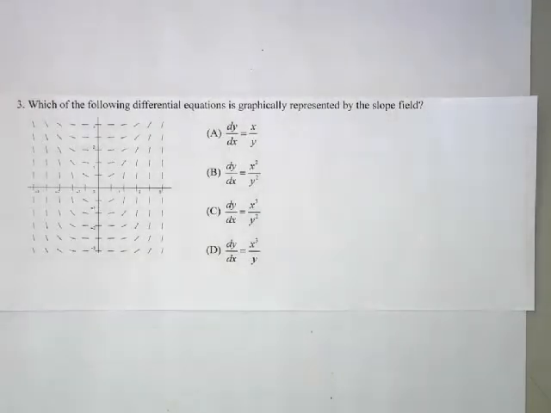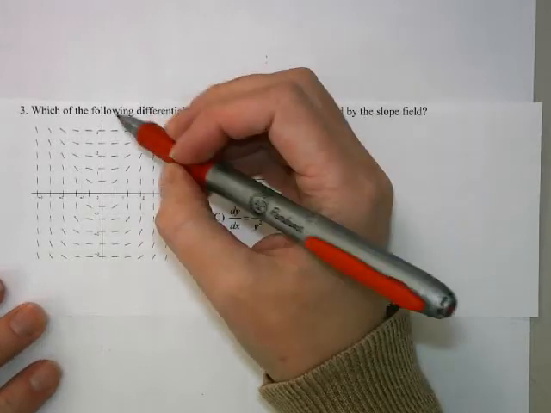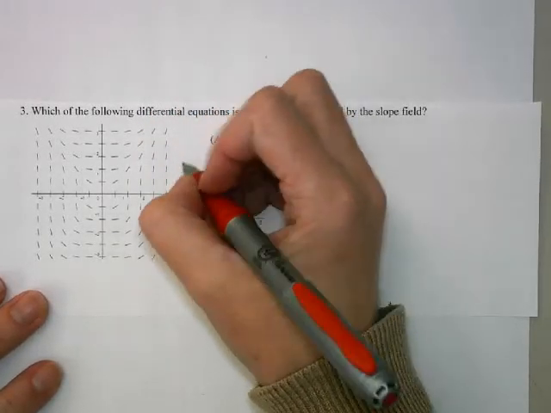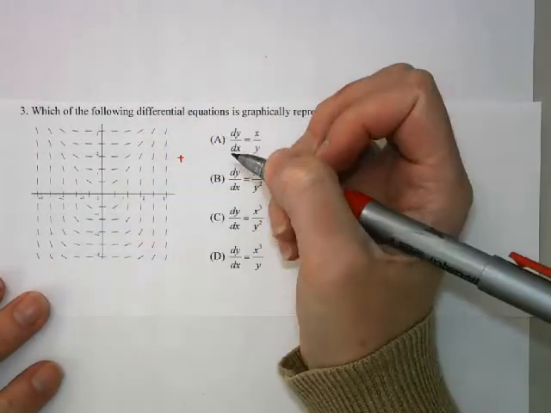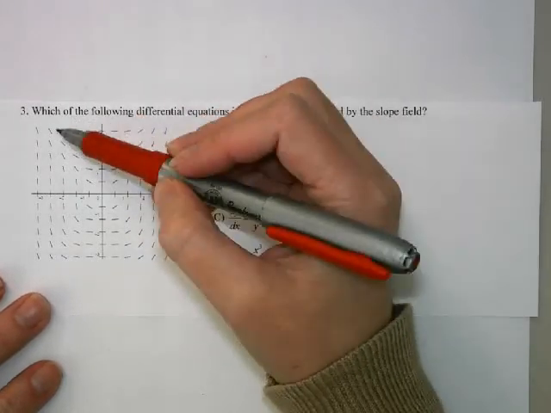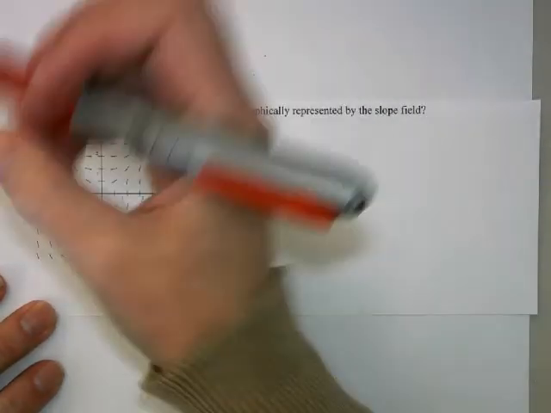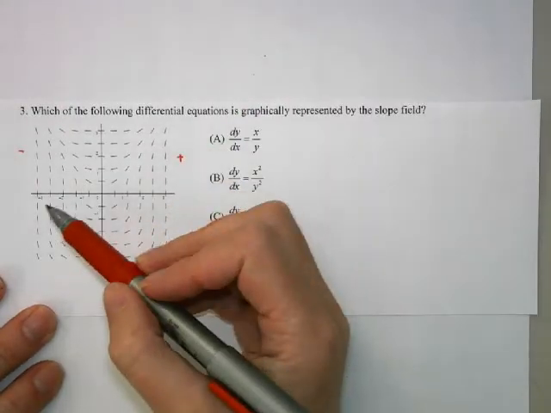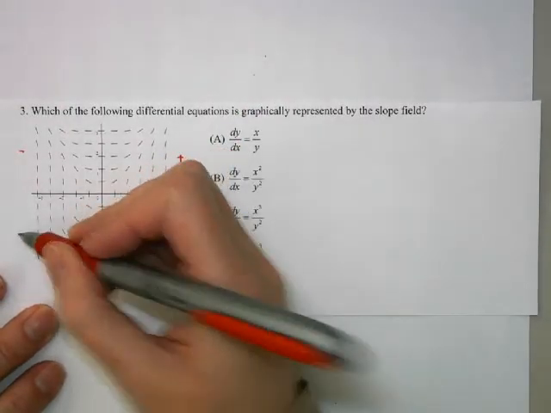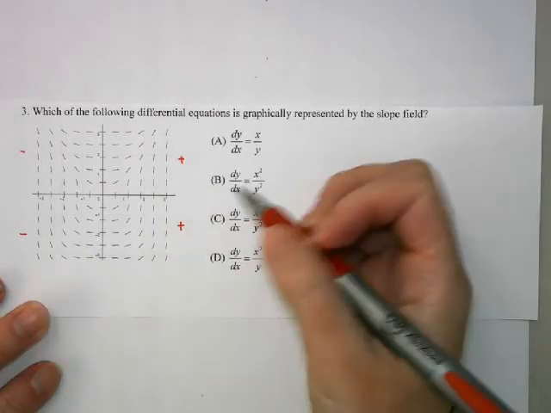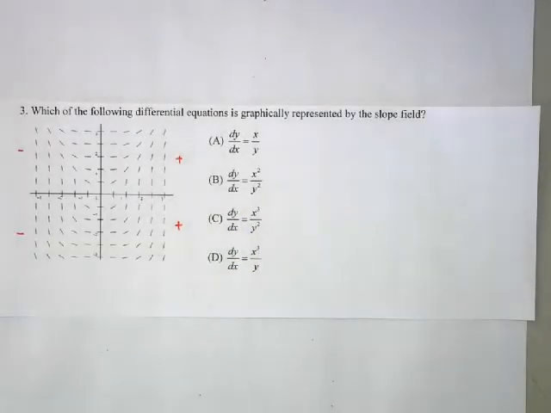All right, so this next one, we have just one graph, but a bunch of different equations. So looking at these slopes, in the first quadrant, all of these slopes are different, but they're all positive. In the second quadrant here, these are all negative. In this quadrant, they're all negative, and in this quadrant, they're all positive. So the x value is dictating whether it's positive or negative. The y value is not.